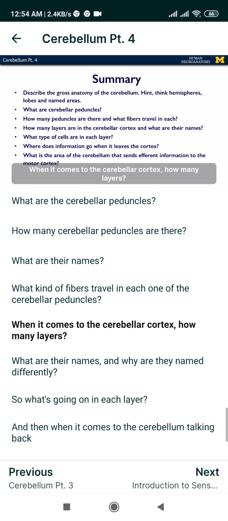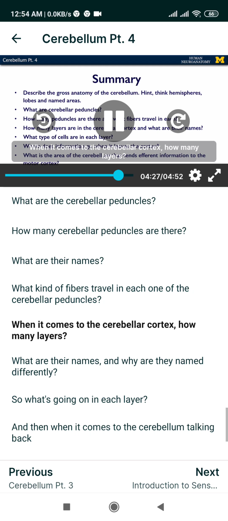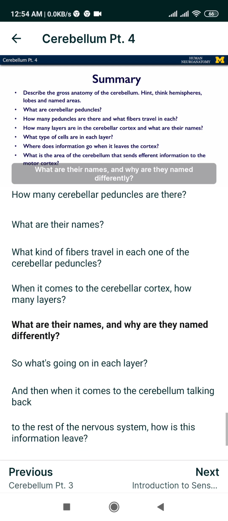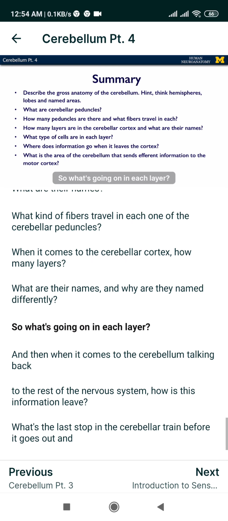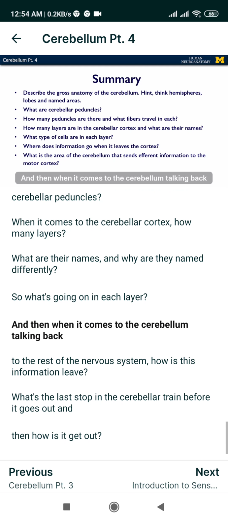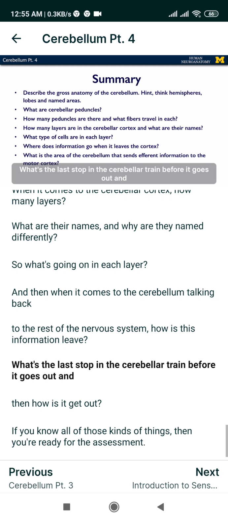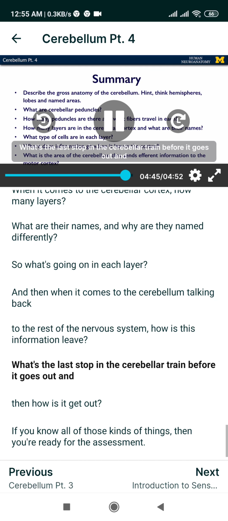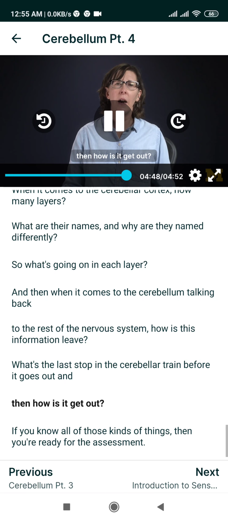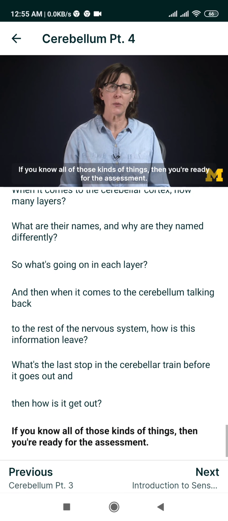When it comes to the cerebellar cortex, how many layers? What are their names? And why are they named differently? So what's going on in each layer? And then when it comes to the cerebellum talking back to the rest of the nervous system, how does this information leave? What's the last stop in the cerebellar train before it goes out? And then how does it get out? If you know all of those kinds of things, then you're ready for the assessment.